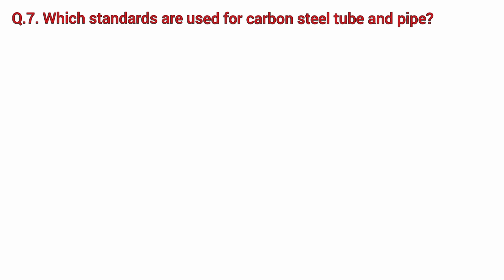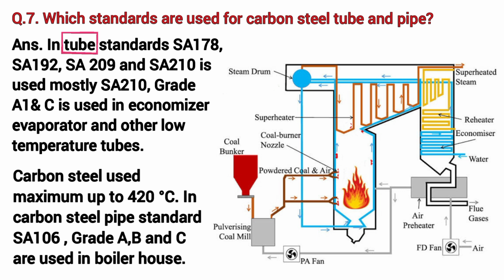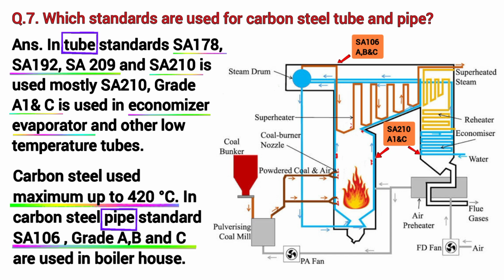Which standards are used for carbon steel tube and pipe? In tube, standards SA178, SA192, SA209 and SA210 are used mostly. SA210 grade A1 and C is used in economizer, evaporator and other low temperature tubes. Carbon steel is used maximum up to 420 degrees Celsius. In carbon steel pipe, standard SA106 grade A, B and C are used in boiler house.